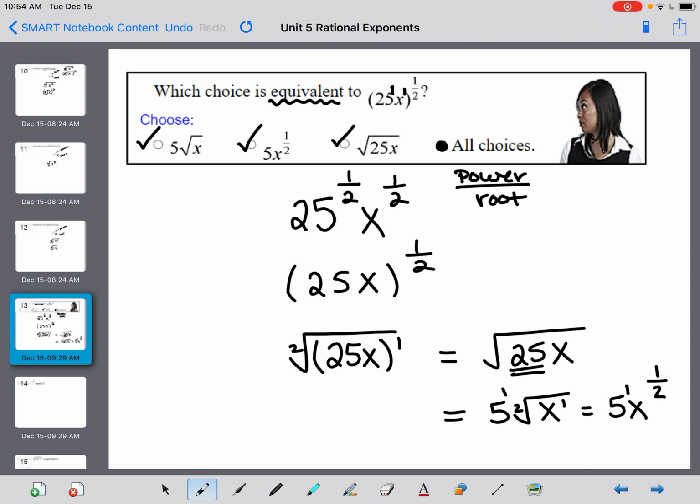Okay, I hope this video was helpful to introduce the equivalency between a base raised to a fractional exponent and its radical form. In the next video, we're going to talk about negative exponents, and we're also going to review fractional exponents in that lesson as well.